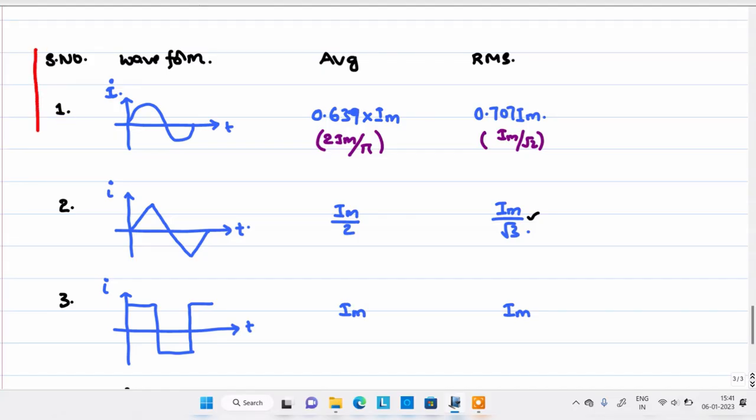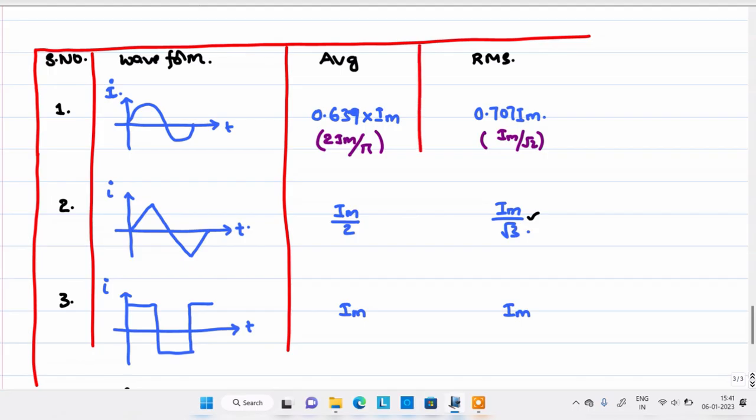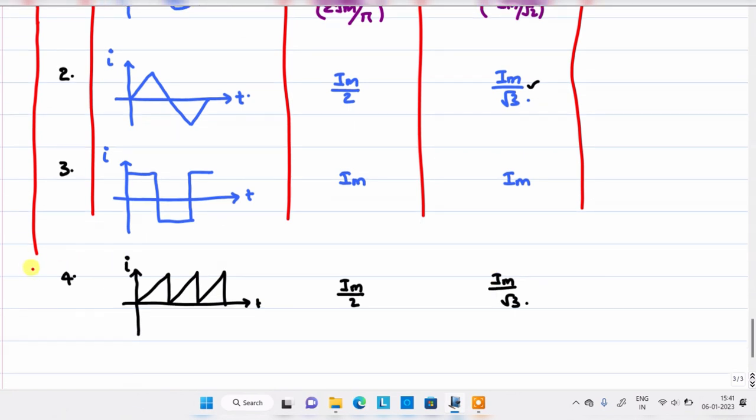So everyone note down in your running notebook. Maybe a numerical problem will come, otherwise they will directly ask the formula. Whatever you may not know, but if you know this concept, you need to remember. Definitely you can answer any question from this particular topic. Okay.